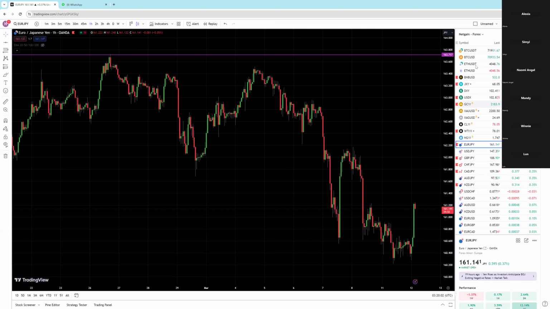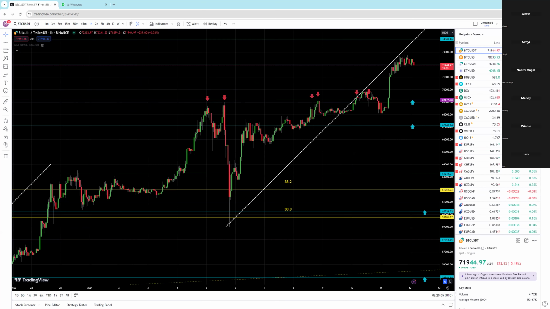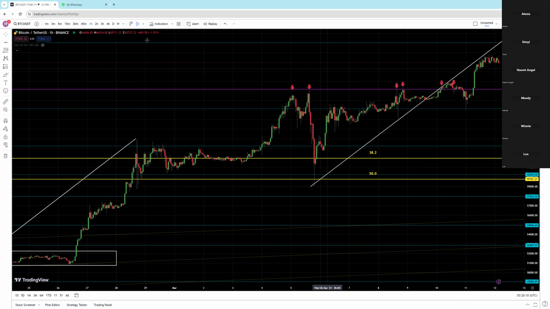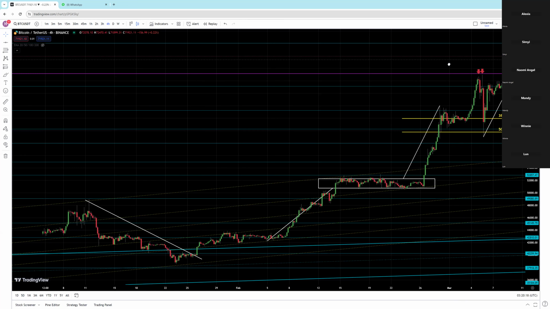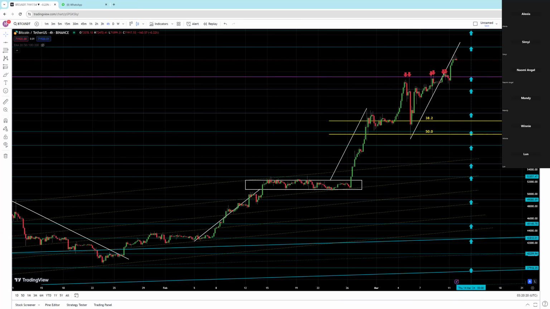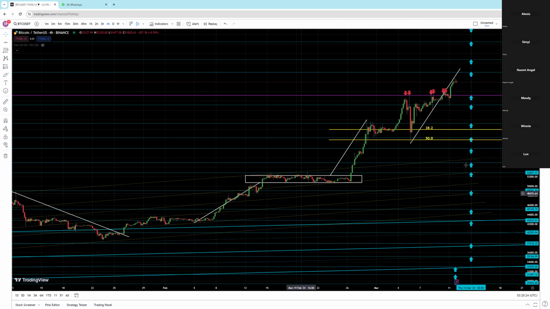For example, Bitcoin here. I've been identifying targets for the past 7 years for my followers on Telegram, YouTube and also WhatsApp. You see, this is a chart for Bitcoin, and I identified all these targets ahead of time. And I only rely on market structure and price action.